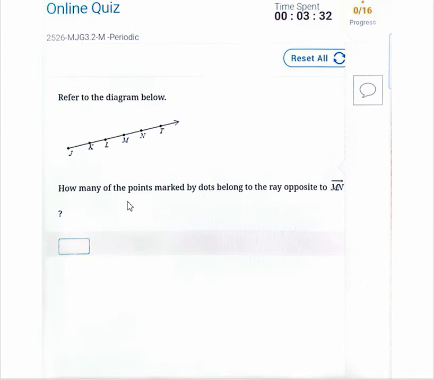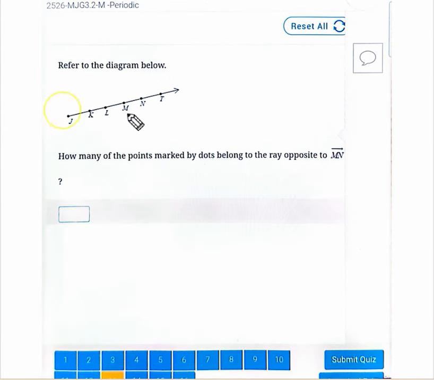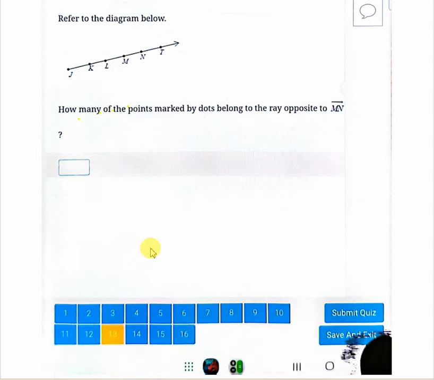Next one. Again, the same thing, the same points. MN. How many points belong to the ray opposite? So MN is going in this direction. What about the ray opposite? M and the opposite direction. All of that. Okay, so it's going to be 4 points. M, L, K, J will all be included.